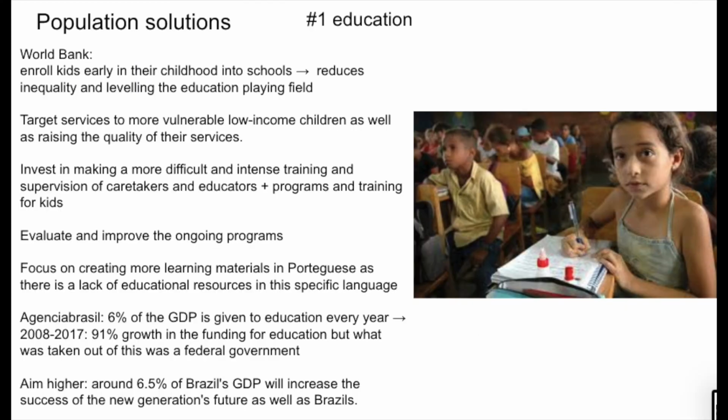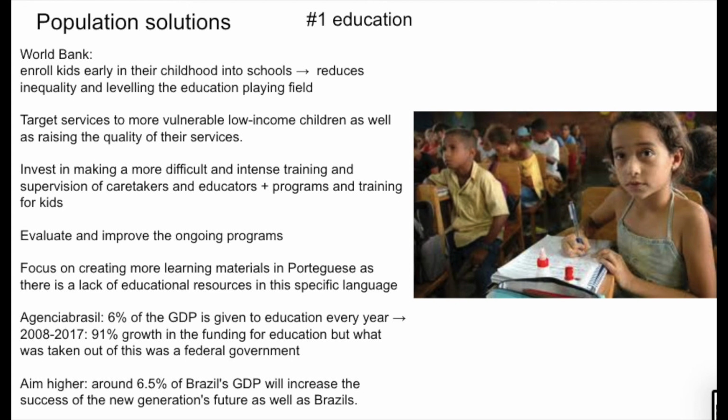The World Bank suggested improving the education of Brazil, the best strategy being to start enrolling kids early in their childhood into schools, as it reduces inequality and levels the education playing field. What has been done already was raising the enrollment from 8 to 18% of the 0 to 3 age group, as well as preschool from 49% to 81%.